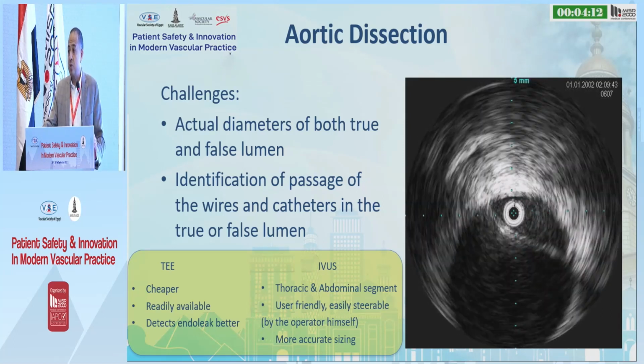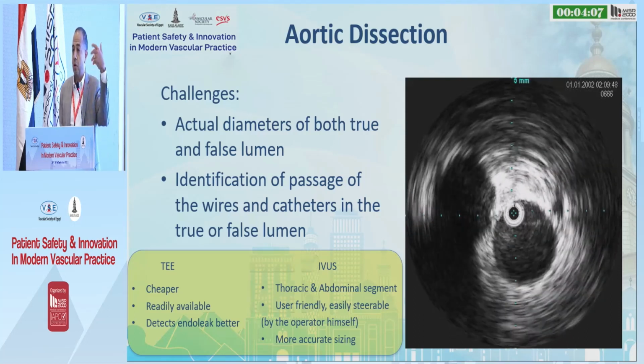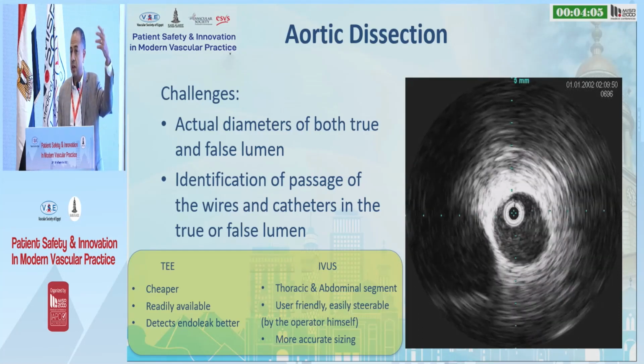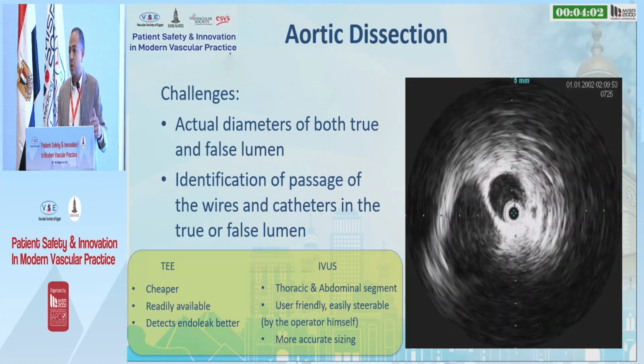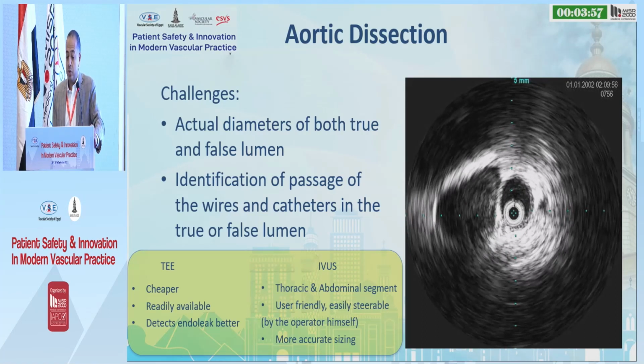And the IVUS is more user-friendly. You are steering it yourself, not depending on an operator who is outside the patient and you are trying to tell him what you need. No, it's a different story, because you are the one who is imaging actually, and you know what you want. And finally, it's more accurate sizing, obviously, because the catheter stays in the middle of the lumen and circumferentially has these ultrasonic waves, so you are sure that these diameters are true, not like whenever in the TE it's an oblique angle and you cannot tell exactly if this is the true, or this is the correct diameter.